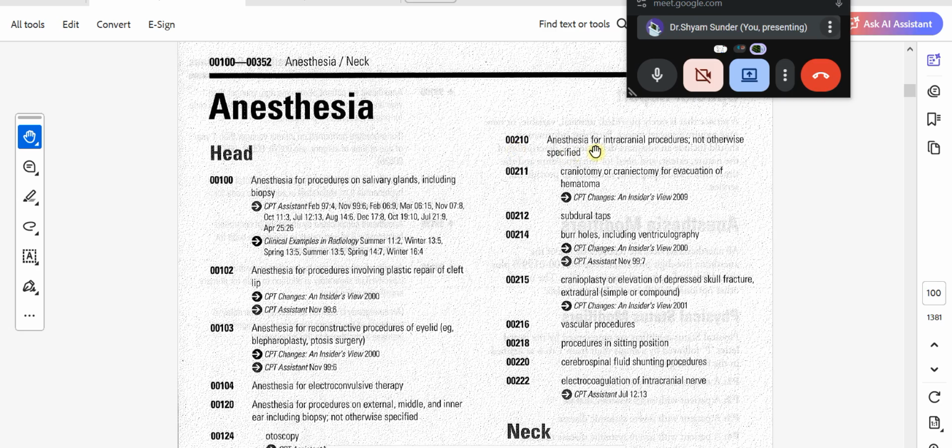00210. Anesthesia for intracranial procedures. Intracranial means within the skull, like brain. So we have 00210 up to 222. These are all related to within the skull. It could be brain or other than brain.